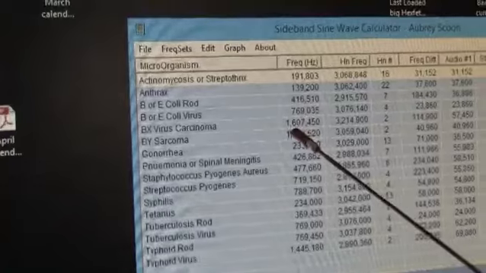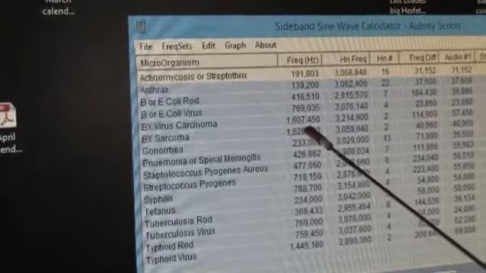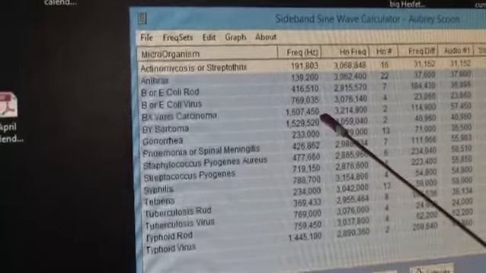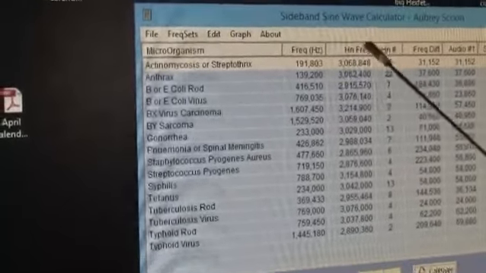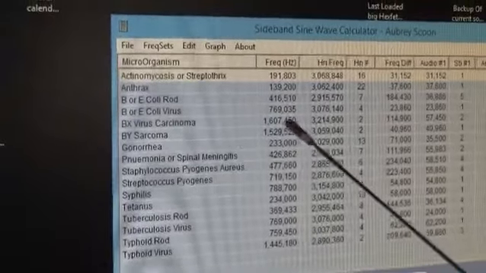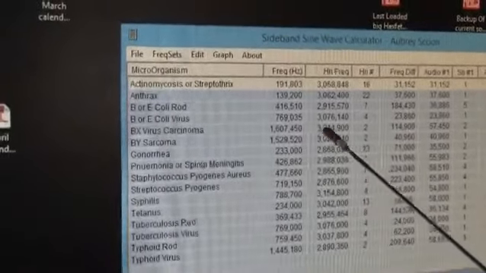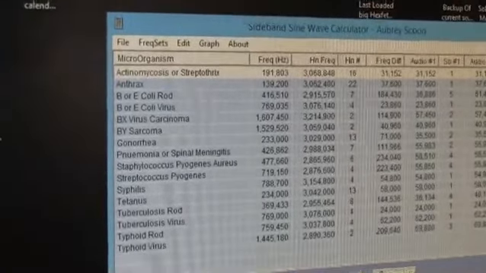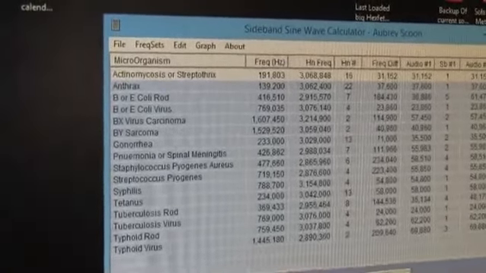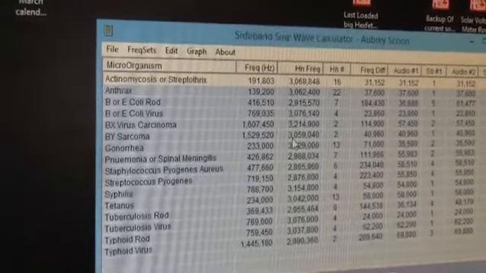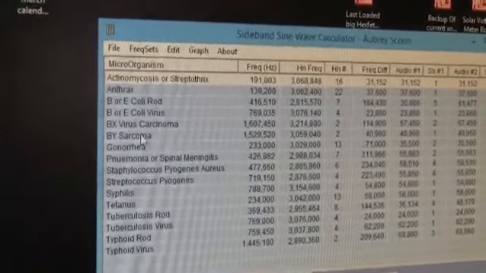and Rife's original frequency was 1,607,450. All right? And it says that the frequency that I'm going to be looking for on the analyzer is going to be 3,214,900, plus or minus 1 meter, which is cycles. Maybe a couple hundred cycles, right?